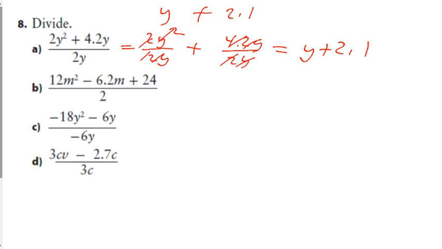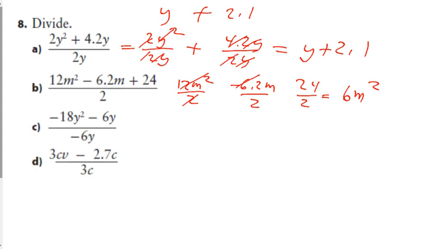Ooh, our first trinomial. This is exciting. So it's 12m squared divided by 2, negative 6.2m divided by 2, and 24 divided by 2. This will become 6m squared, negative 3.1m, and this will become a positive 12, and my solution is 6m squared minus 3.1m minus 12.